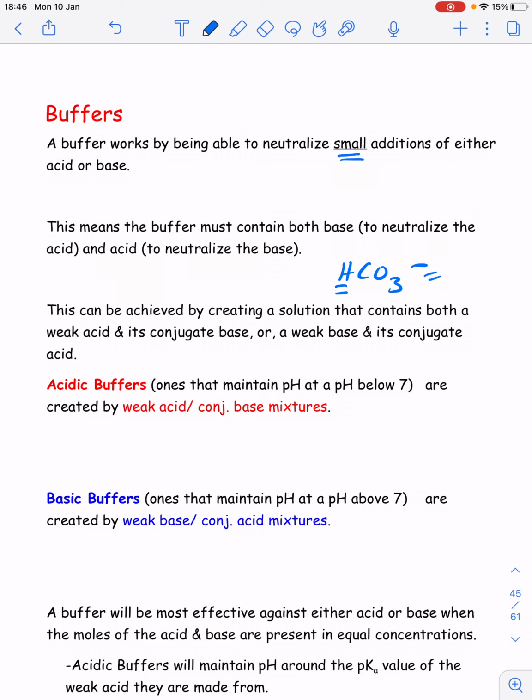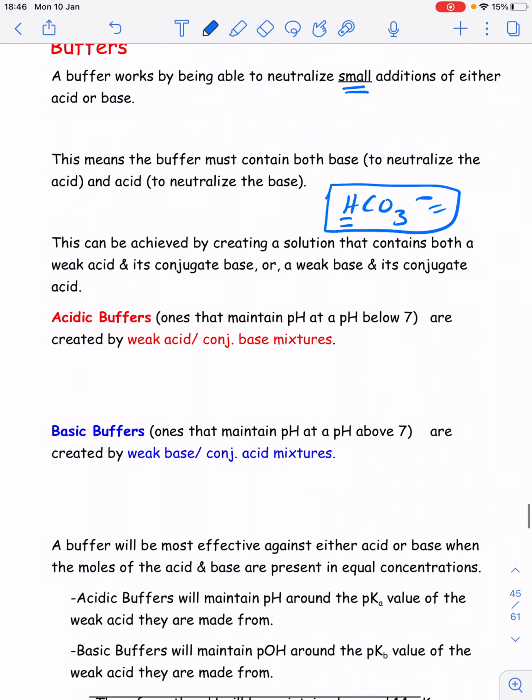So hydrogen carbonate actually forms a buffer inside of your blood, and it's in equilibrium with water and dissolved carbon dioxide. This is one of the ways that your blood maintains its pH, with the presence of this ion in your blood. But for our topic here, it's less going to focus on those amphiprotic ions, although they can act as buffers. It's going to focus on these mixtures that we can produce with our weak acids and bases.